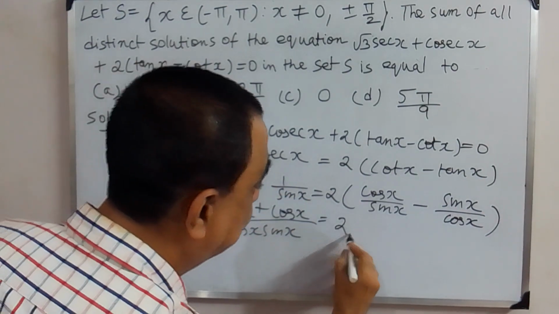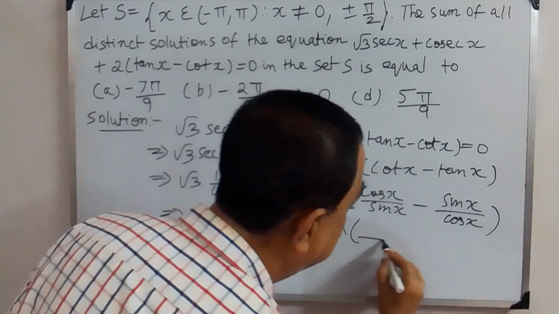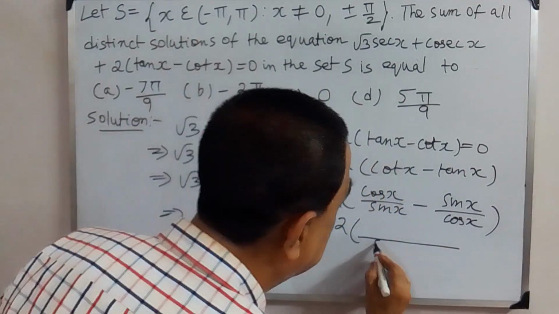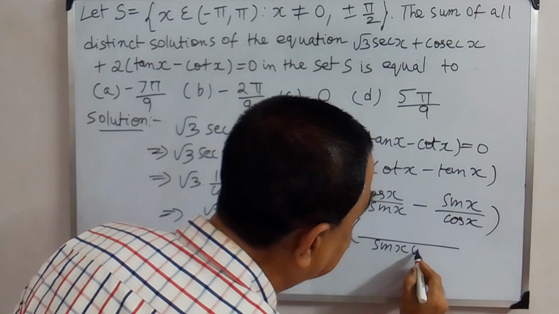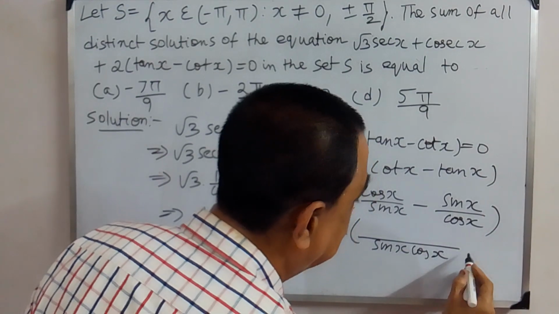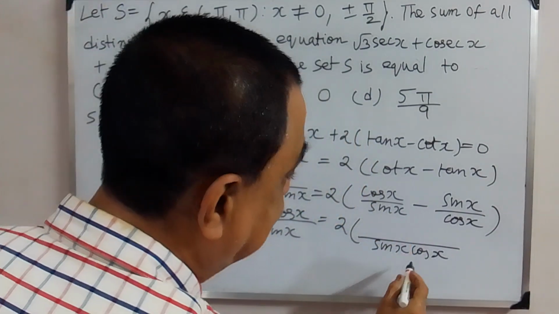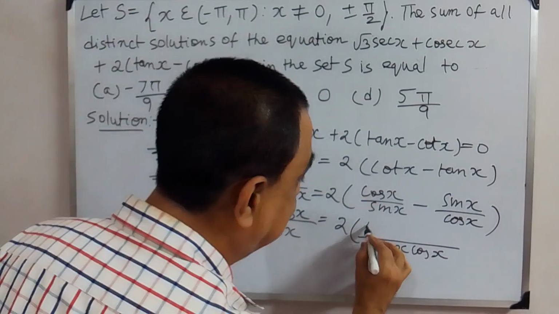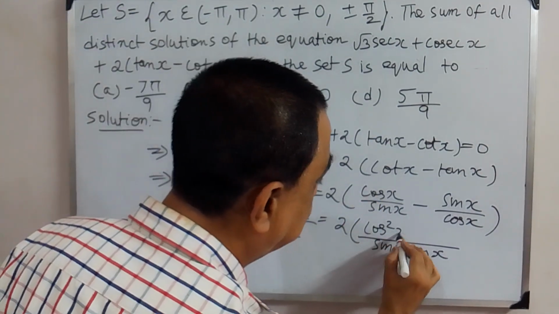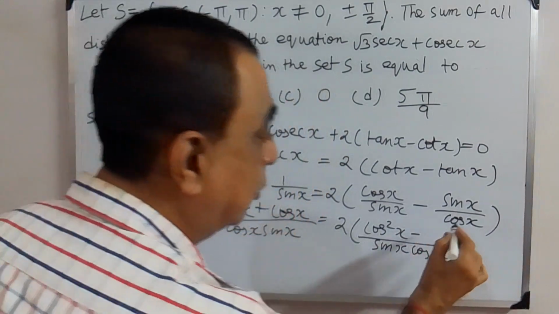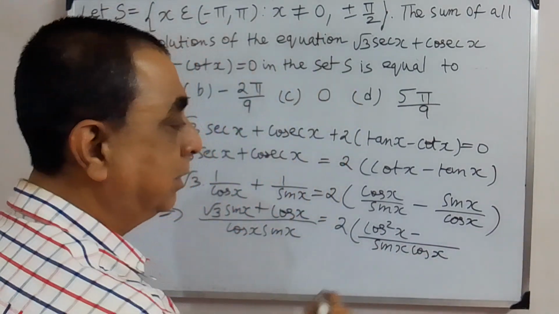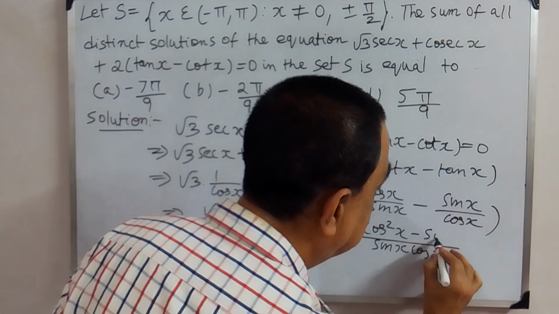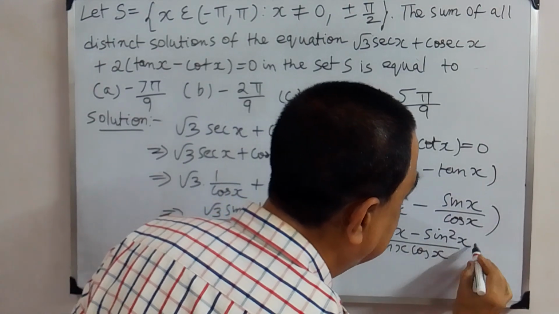Okay, so that is 2, and here take the LCM of the two denominators. So this will become sin x into cos x. Now sin x is going to the cos x term, so cos x into cos x becomes cos squared x, minus cos x is going to the sin x term, so sin x into sin x becomes sin squared x.